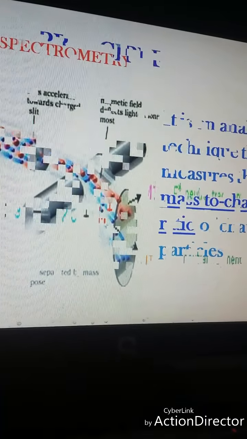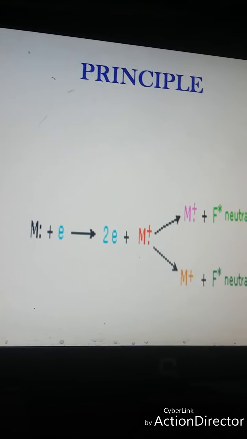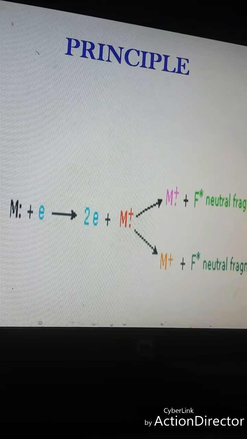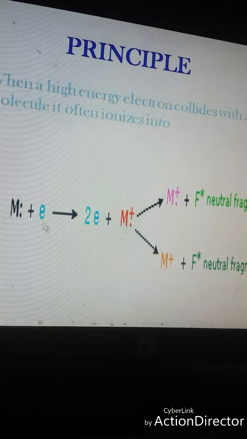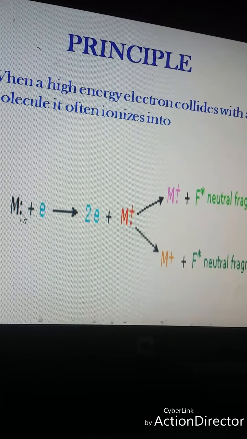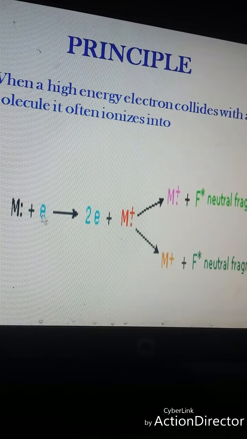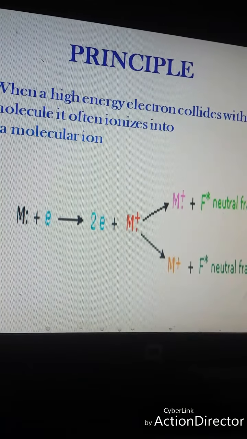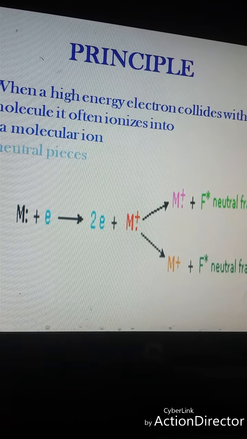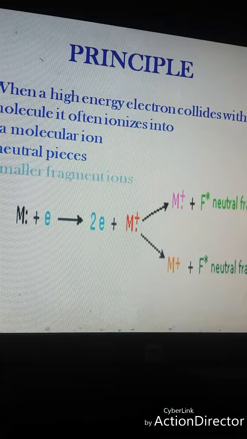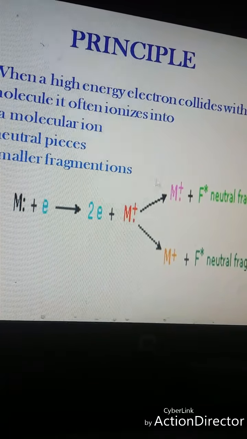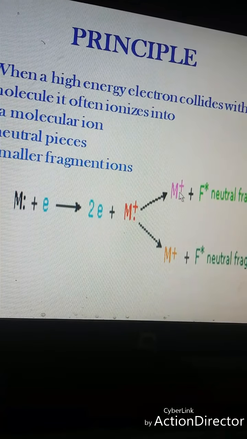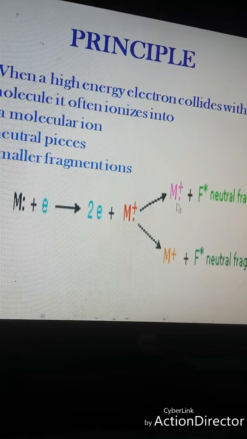Now let us come to the principle of mass spectrometry. As you can see in the equation, high energy electrons collide with the molecule, and it will ionize into what is known as the molecular ion, the neutral pieces and the smaller fragments, which are known as the daughter ions. So these molecular ions further undergo fragmentation to give you the daughter ions.